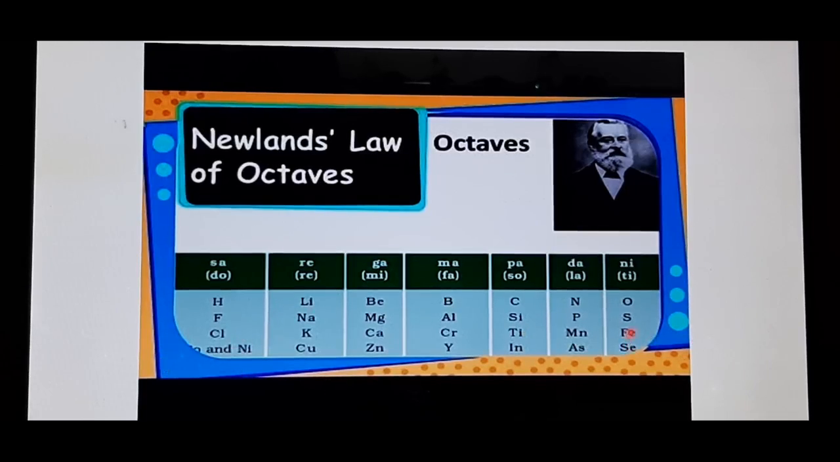Same way, iron. He has mentioned properties of every eighth element, it will be similar to the first one. So if we see iron, its properties will be similar to this element, but the properties of iron are similar to cobalt and nickel. So that should be in the same slot, but he has put these elements also in a different slot.